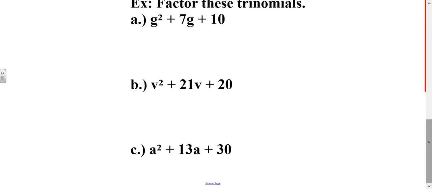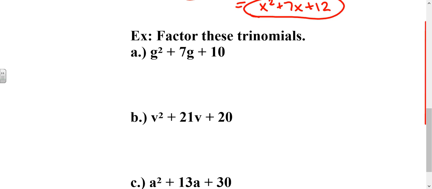All right, let's try these trinomials then. We aren't going to make the whole chart for all of these, but I was just trying to show you guys how this works. So factoring g squared plus 7g plus 10. Remember, they have to multiply to be 10 and add to be 7. I always do a little chart like this. What multiplies to be 10? Well, we've got 1 and 10, but that doesn't work. 2 and 5. If I plug in 2 and 5, that works.